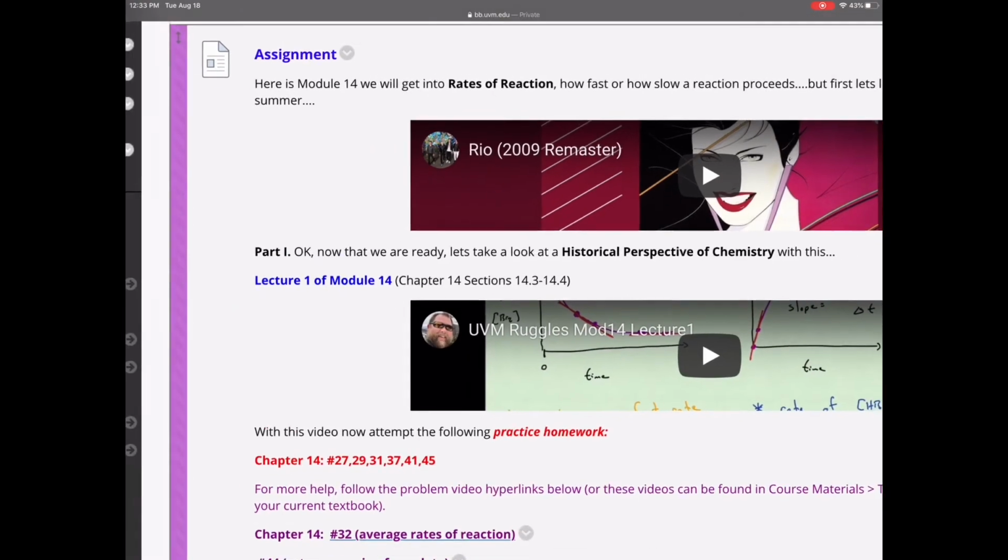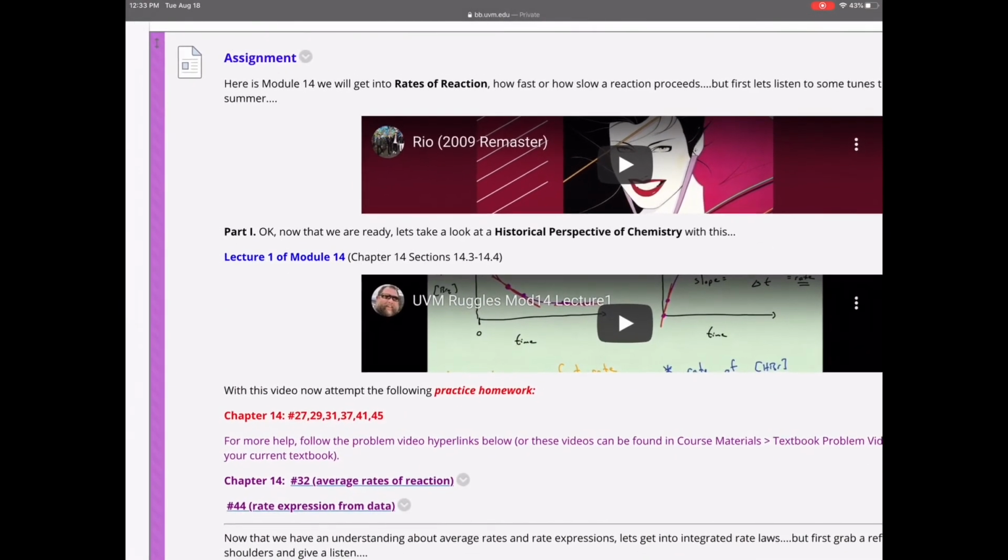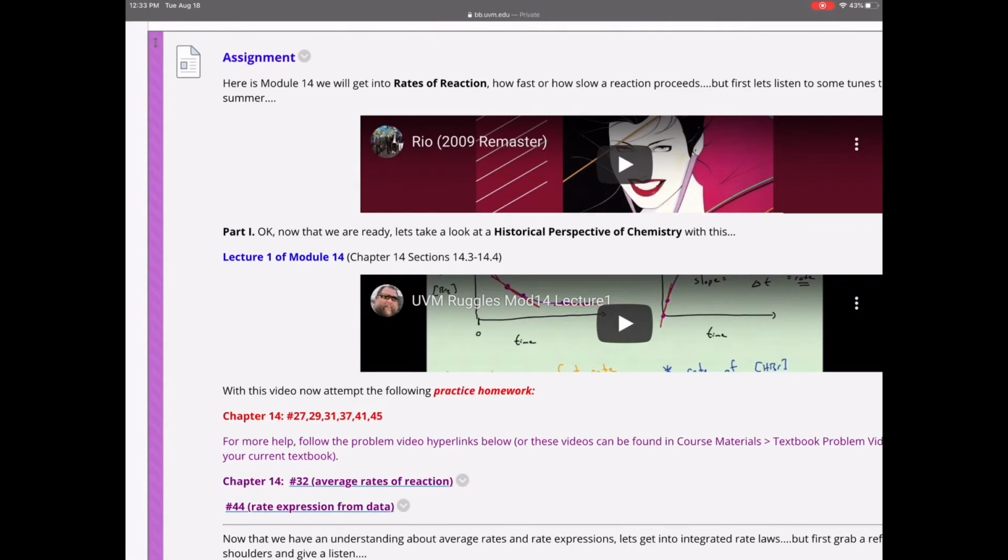I always like a little music, so that's just to get us going with maybe a little Duran Duran there. And then we end up looking at the different parts of the assignment. Part 1, which is lecture 1, we see that blue heading, and then we see the chapter 14 sections associated with that lecture. Below the lecture video, we see our practice homework in red, from 27 up to 45 there. And so those are homework problems that are directly related to the lecture that was just presented. So hopefully we have good success with that.